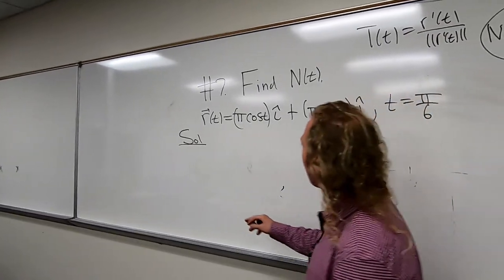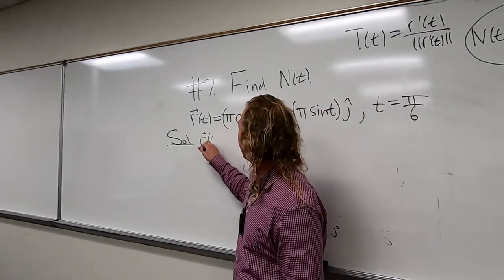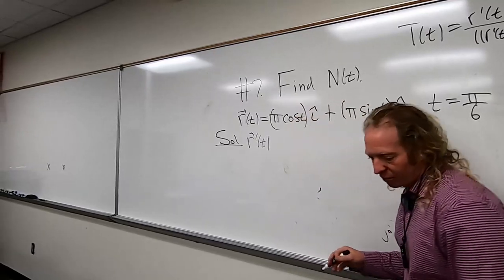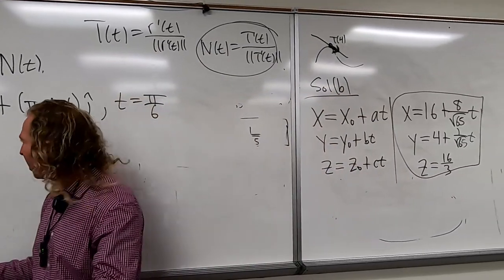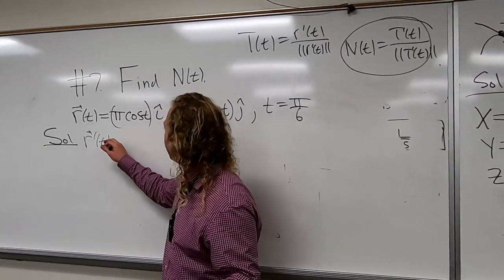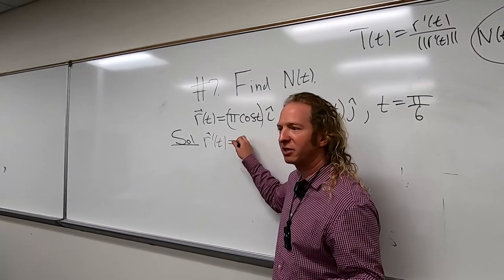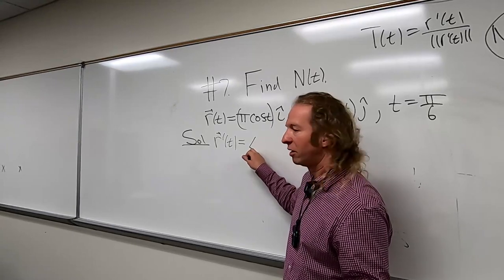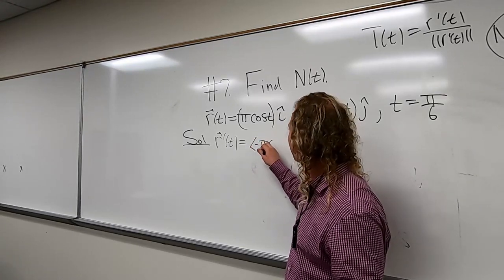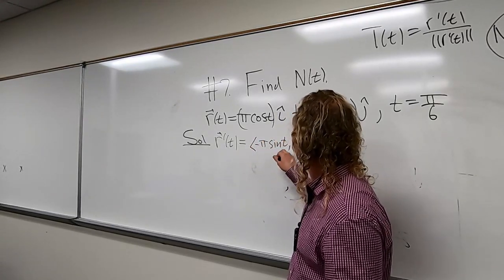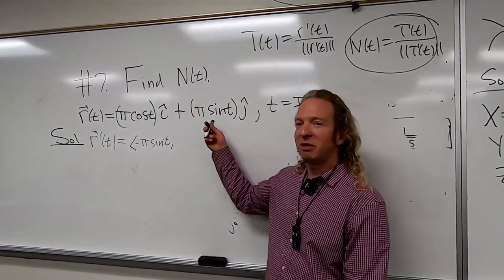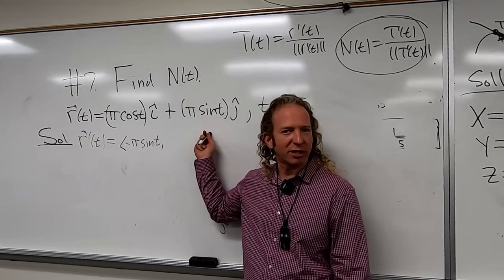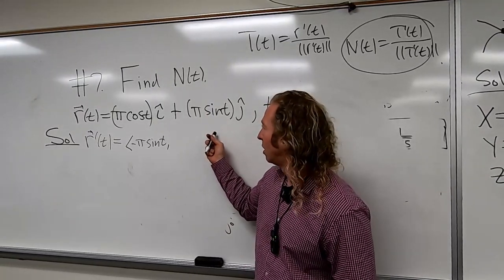So let's do it. r prime of t: the derivative of cosine is negative sine. I'm going to put it in component form again because I feel more comfortable with that. I don't like the i-hats and j-hats. They have a purpose, but not today. And then this would be pi cosine t. Should you plug in right away?